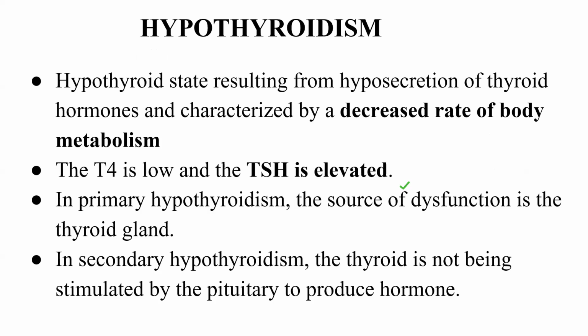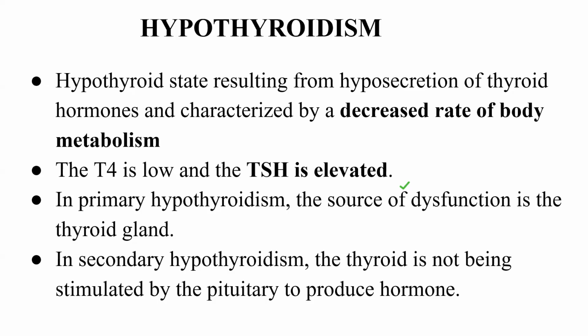Hypothyroidism. Hypothyroidism is a state resulting from hypoproduction of thyroid hormone. Let's divide it into two. Hypo means low production. Thyroid means from the thyroid gland. So that simply means low production of the thyroid hormones. And they are characterized by a decreased rate of body metabolism. So the thyroid is responsible for metabolism too.